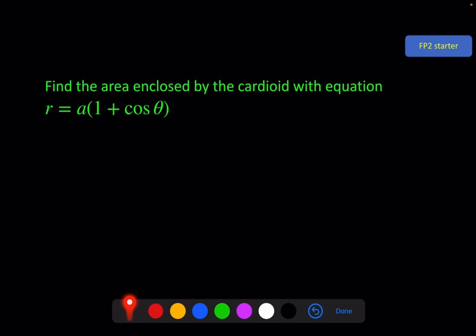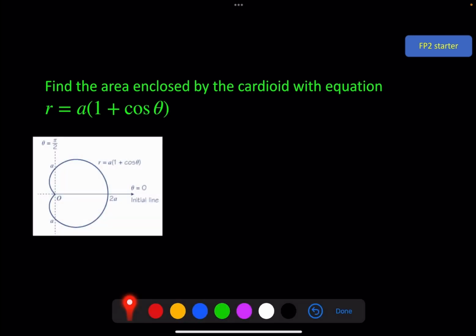If you've got time, and it will take you a bit of time, pause the video now and try this question. You don't need to sketch the graph to do this question, but I think it's helpful to see what's going on, so let's have a look here.